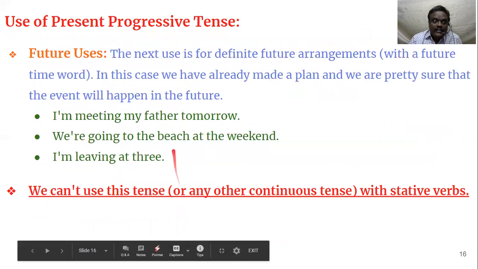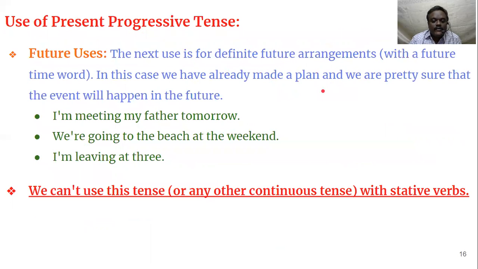In the same way, one other rule is future uses. The next use is for definite future arrangements. Suppose you plan something and you believe it's going to happen, so you can use present continuous. See the example, I am meeting my father tomorrow. I'm very sure I'm going to do that. We're going to the beach at the weekend. It is planned, and you are very sure, you are determined to do that.